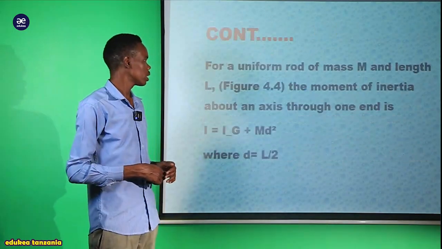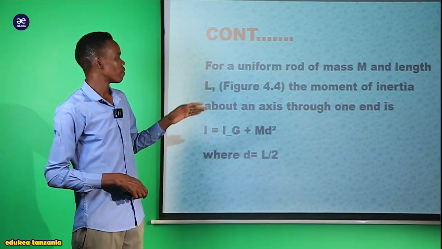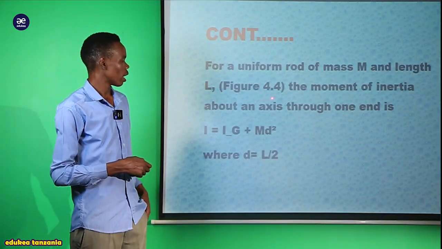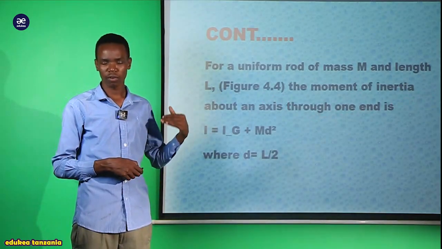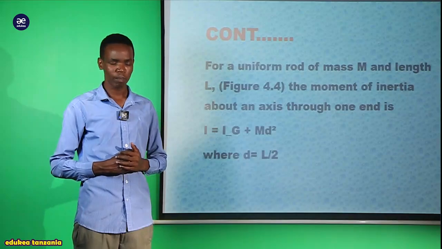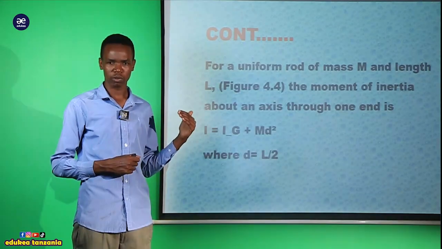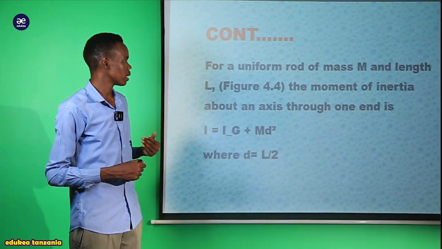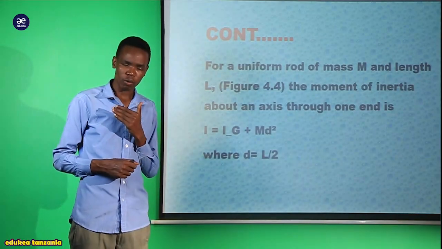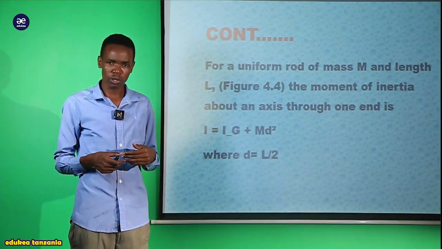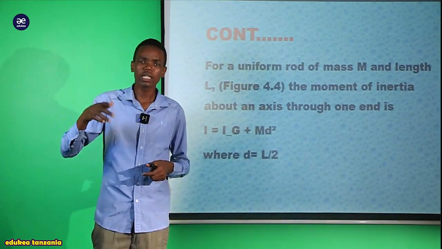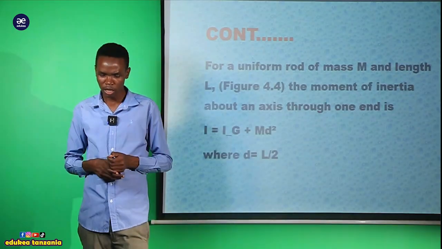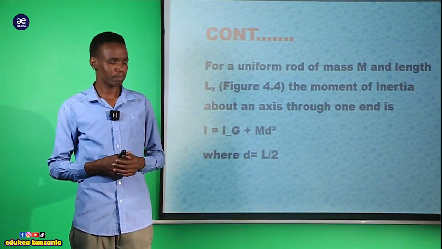My lovely students, for a uniform rod of mass M and length L, consider Figure 4.4 as we saw in our past lecture. Figure 4.4 explains what the uniform rod looks like and how the uniform rod can rotate about an axis.